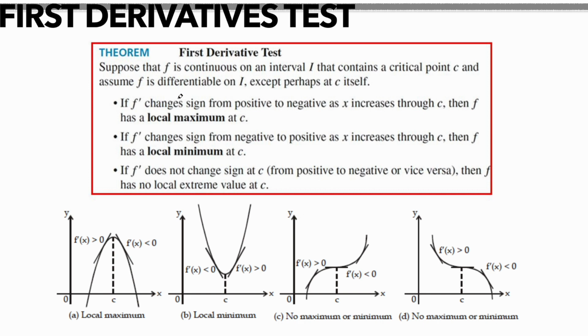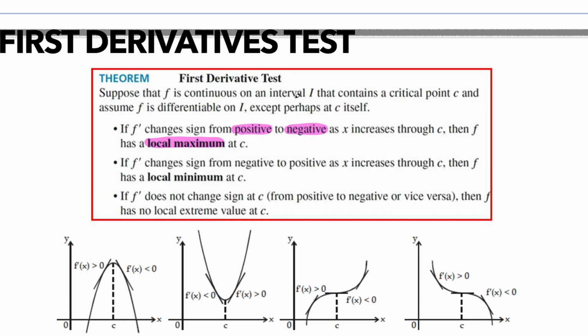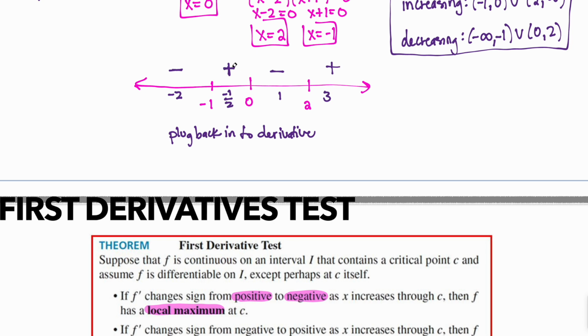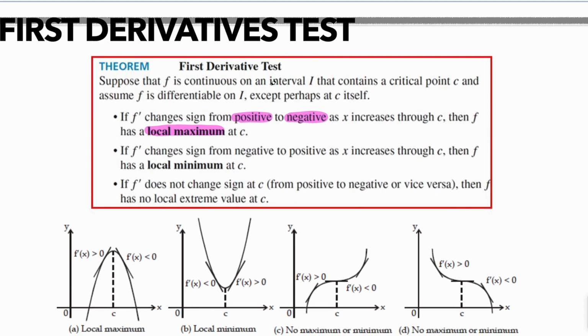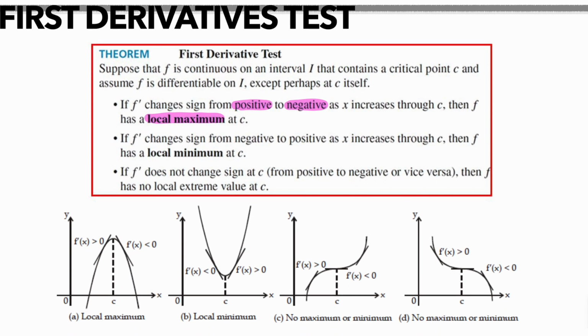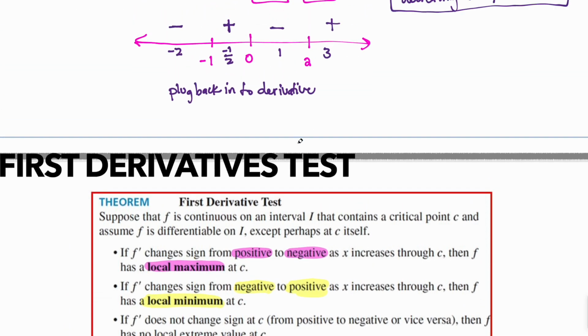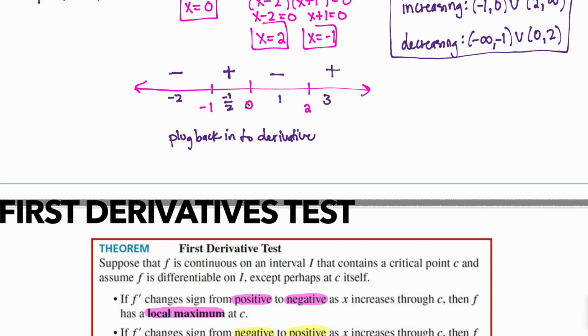So the first one, a local max is going to happen if the sign changes from a positive to a negative, meaning like up here in the signs, we had a positive and then we went to a negative. That is going to determine a local max. A local minimum is when the sign is going to change from a negative to a positive. So we actually can look back up here and determine what is a min and max.